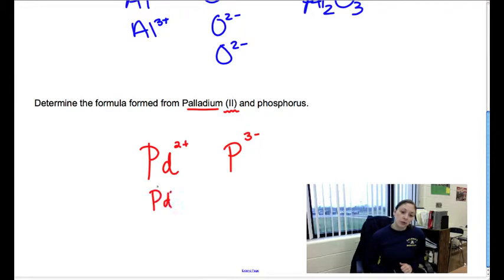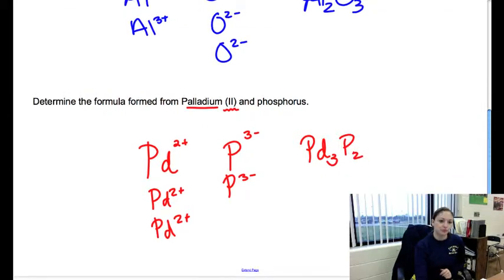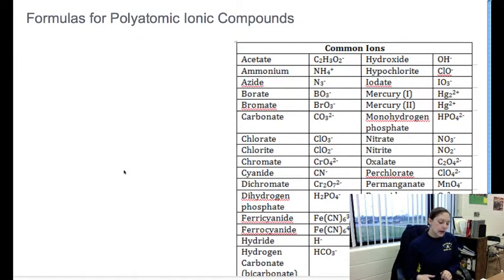So I add 1 more. I'm at 4. Add another. I'm at 6- and 4+. Another palladium at 2+. I'm good then. Pd3P2. All right, those were monatomic ions.